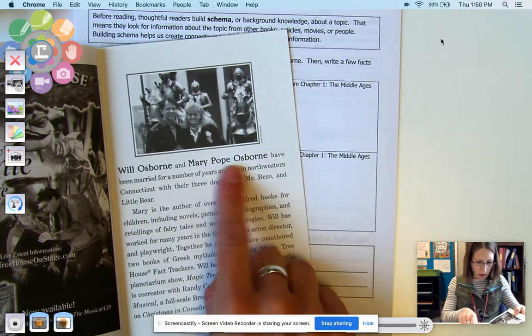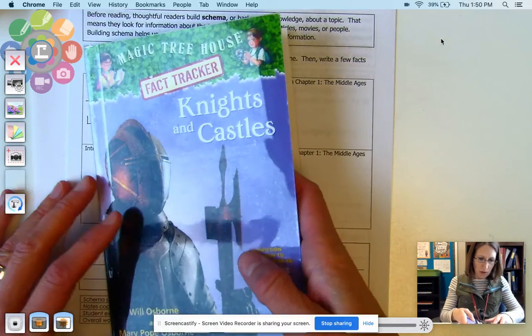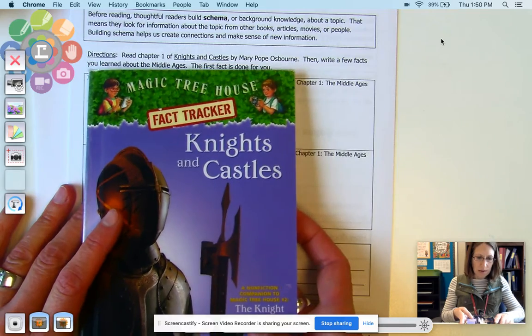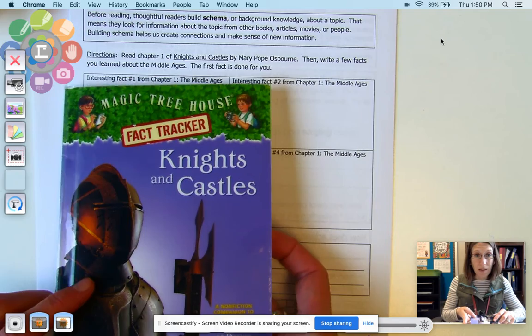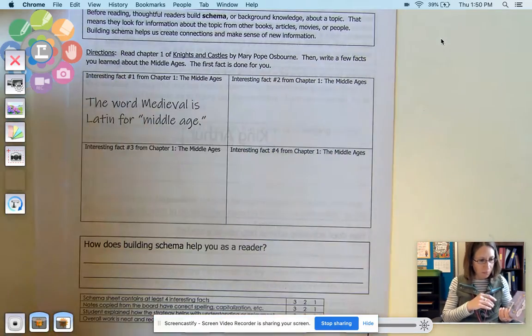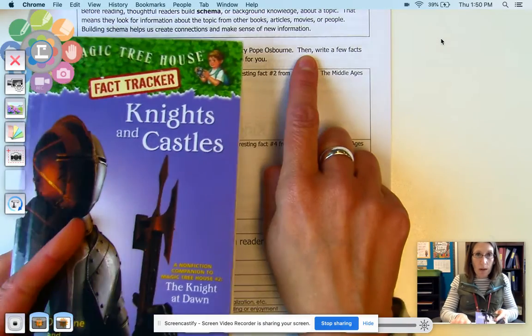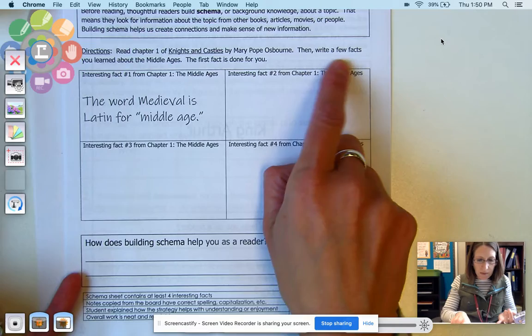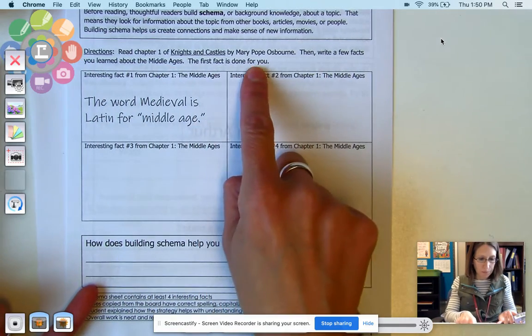And Mary Pope Osborne, as many of you know, is the author of all the Magic Tree House series books, the fiction books. And these Fact Trackers are the nonfiction companions, the facts that we can learn about these topics. So we're going to read chapter 1 today. Then write a few facts you learned about the Middle Ages. The first fact is done for you.